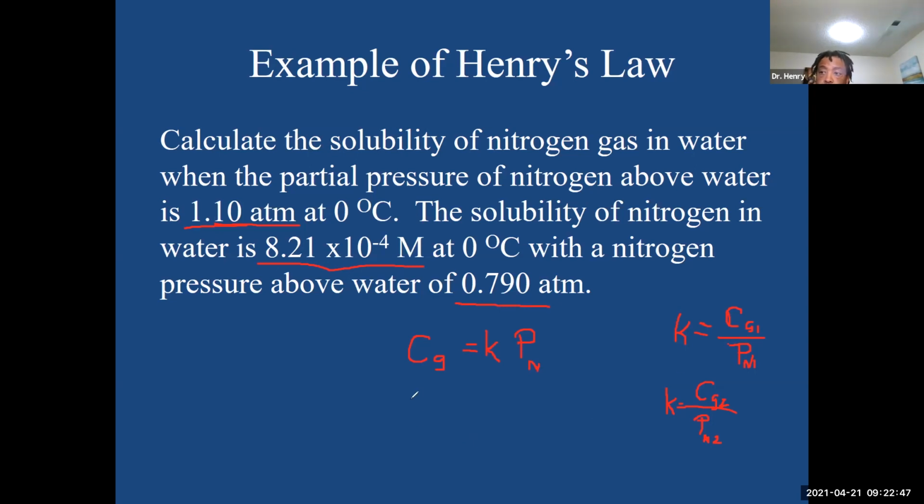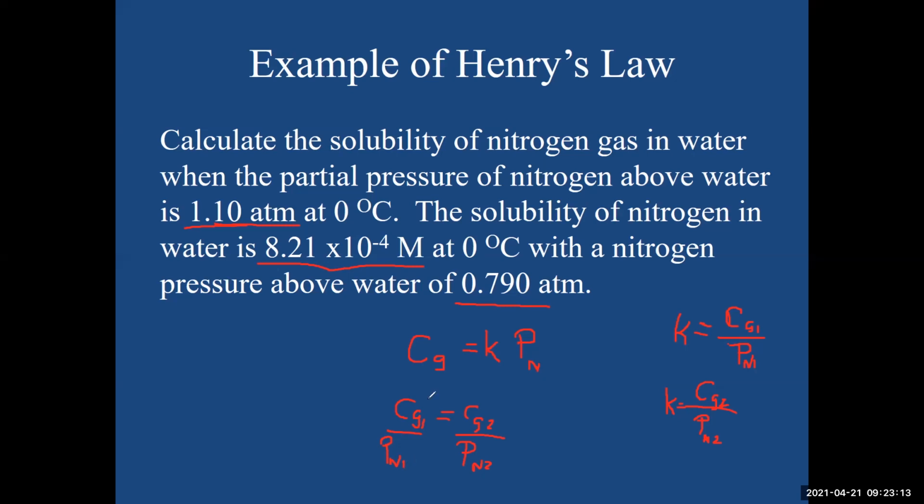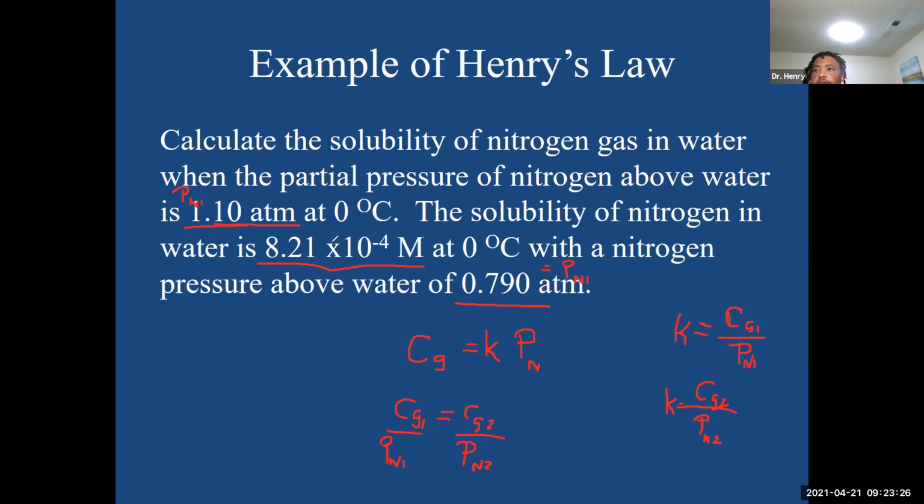So I could just put these equal to each other and I can say CG1 over PN1 equals CG2 over PN2. Can I say that? I think so, yeah. Okay, so this would be my PN1. This would be my PN2. This would be my CG1. And then I'm looking for my CG2.